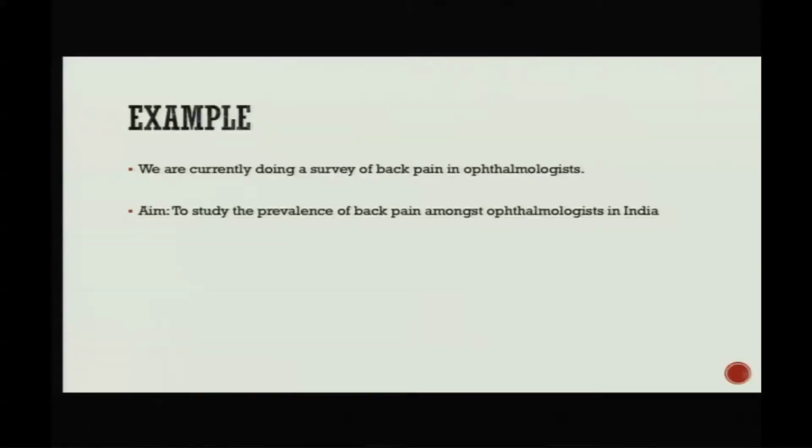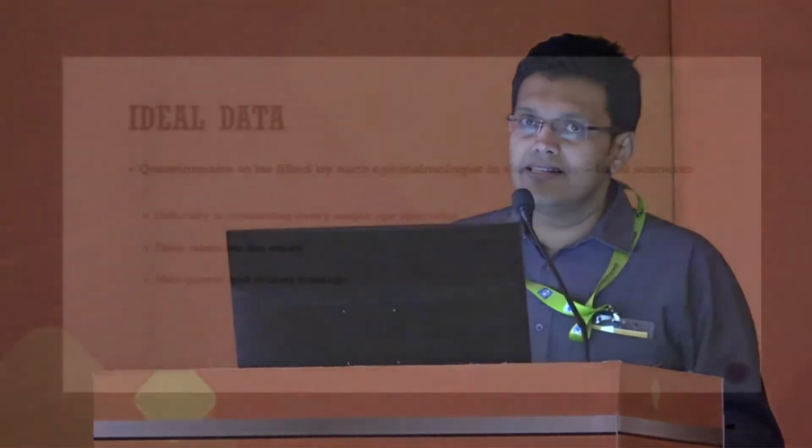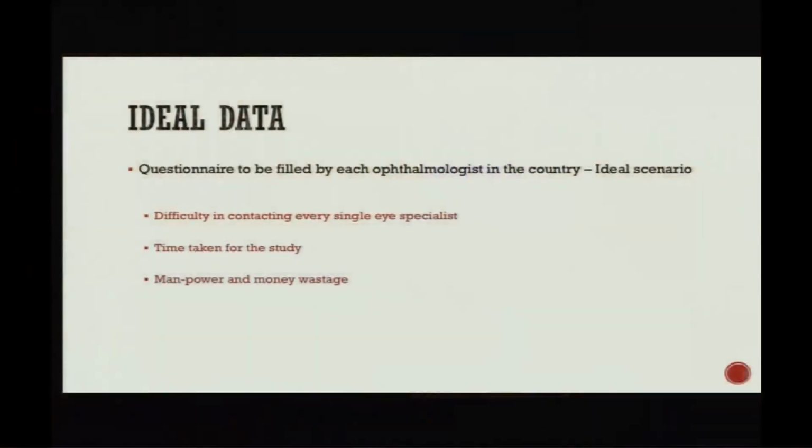So we start with an example. We were actually doing a survey of back pain amongst the ophthalmologists, and we wanted to study the prevalence of back pain amongst the ophthalmologists in India. So what would be the ideal data in this case? It's probably taking up a questionnaire, which is filled by each ophthalmologist in the country. That would be the ideal scenario.